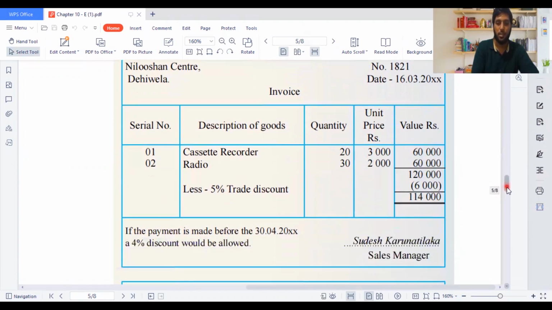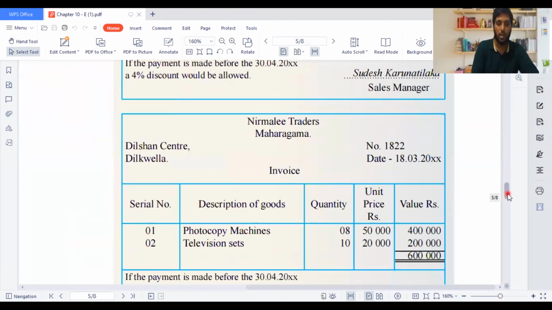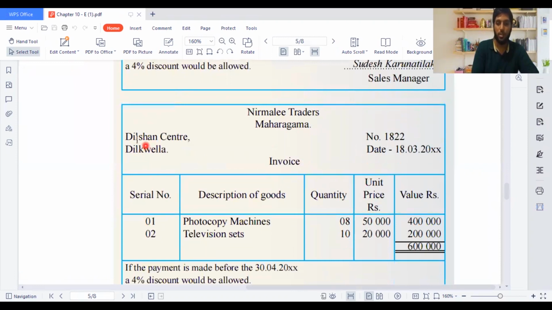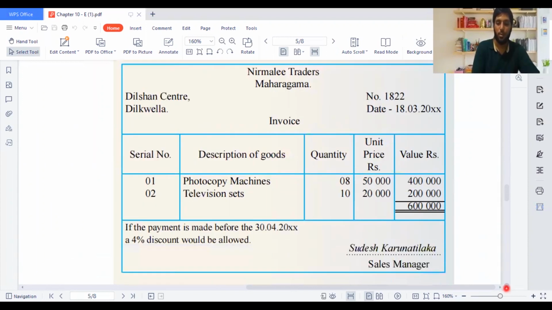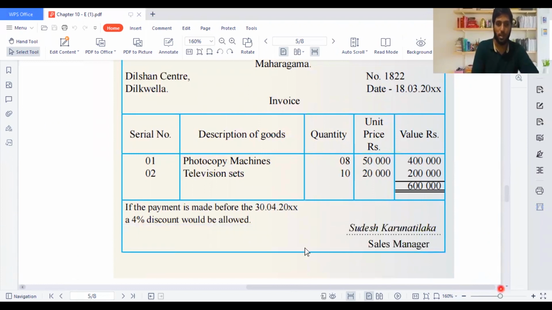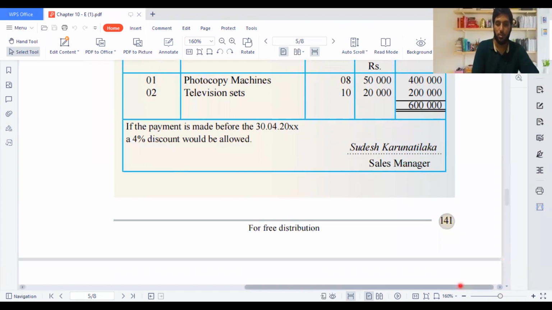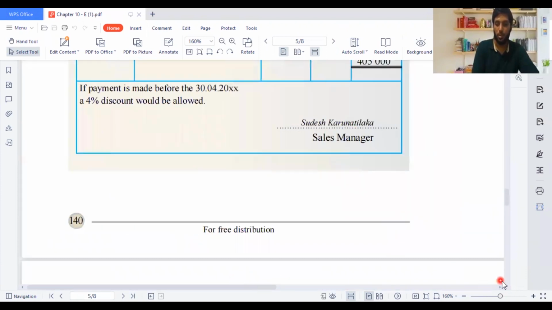And then again for Dil Shan Center they are selling for Lil Quella. It's in Lil Quella, but you don't want to write the name place. The company you sold 600,000 is the value. So they are giving a discount if the payment is made within a certain specific time period, but they are not speaking about how much payment has been made within the specific period. Let me see, is there any other requirement on the next page number?